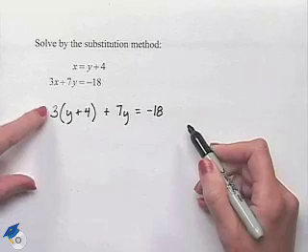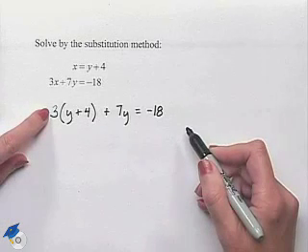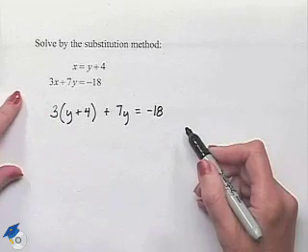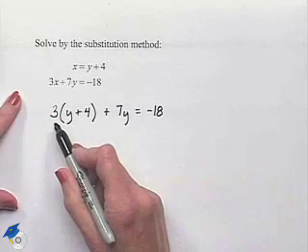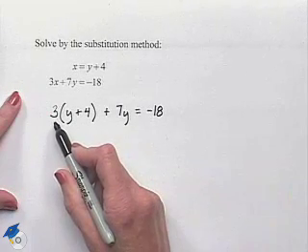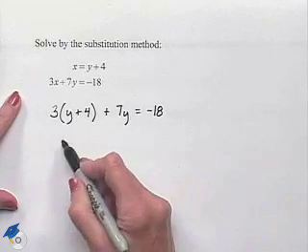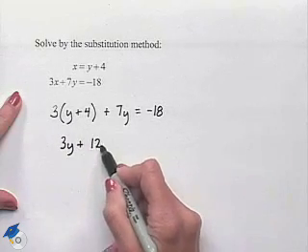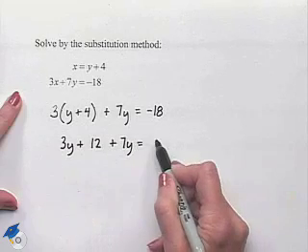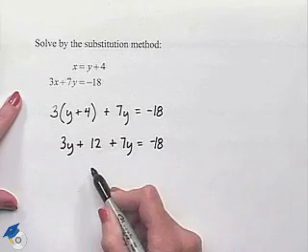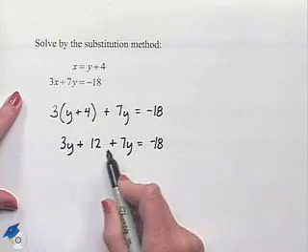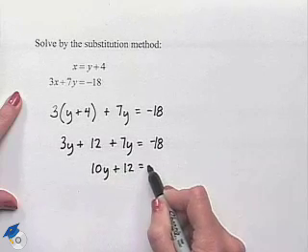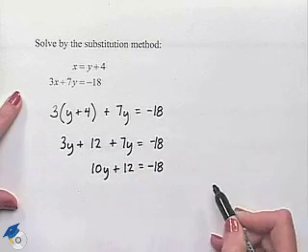Now, in doing the substitution, notice that we now have a single equation with a single variable. We're able to solve that equation now. We can use the distributive property of multiplication over addition to begin with. 3 times y is 3y, plus 3 times 4 is 12. Next, let's combine like terms. We see 3y plus 7y is 10y. We have our plus 12 equals negative 18.